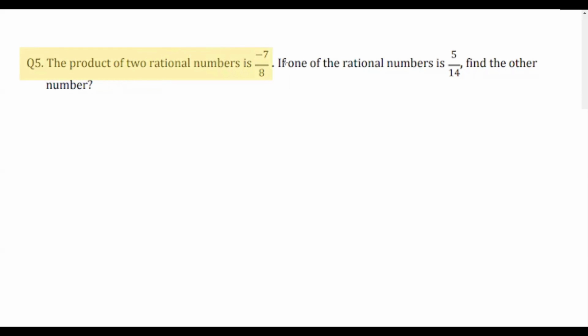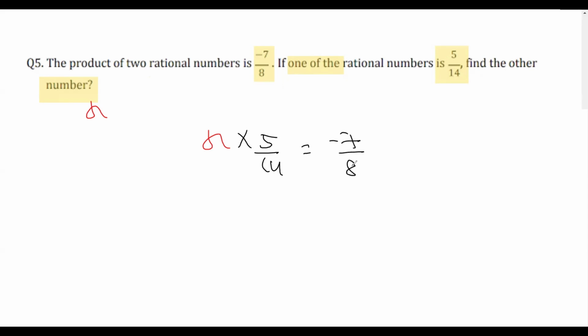The product of two rational numbers is given as minus 7 by 8, and one of the rational numbers is given as 5 by 14. We have to find the other number. So let's say I take the other number as x. What is given? The product of this number x and 5 over 14 is given as minus 7 over 8. Now what we have to get here is the value of x.